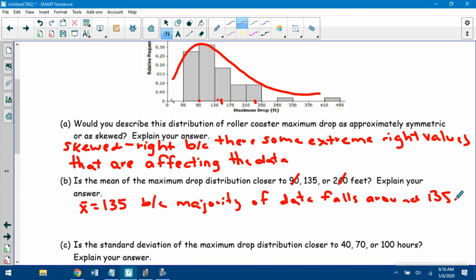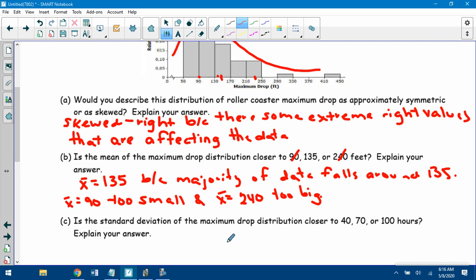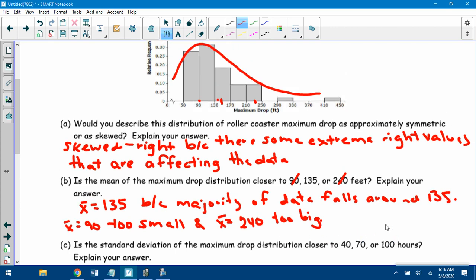You could say a mean of 90 would be too small, and a mean of 240 would be too big for this data. So 135 is really the only one that makes sense. Standard deviation might be a little bit harder to find. Is the standard deviation, is the spread, closer to 40, 70, or 100?